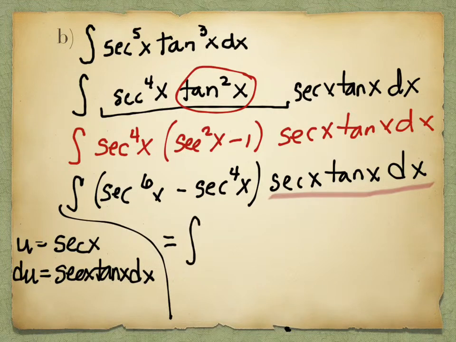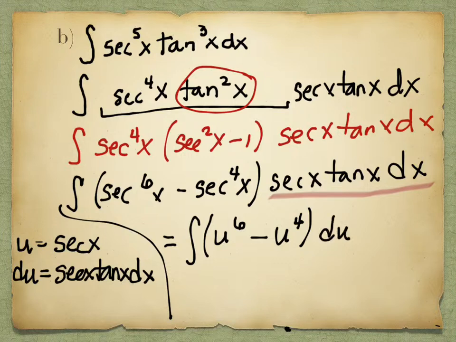So I can take my integral then, and what will my integral look like? What will secant of x to the sixth become? U to the sixth. And what will secant of x to the fourth become? U to the fourth. And all of that is multiplied by secant x tangent x dx, which becomes du, right? All of that becomes du. Okay, but now I'm ready to integrate. This one's actually cleaner than the last one. I didn't have to do as many steps to get here.